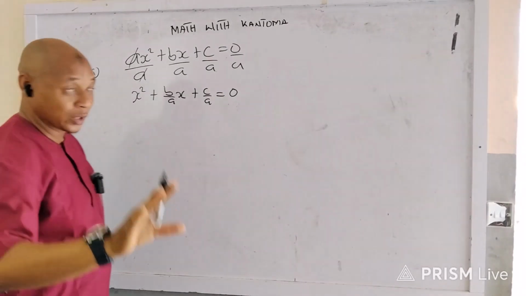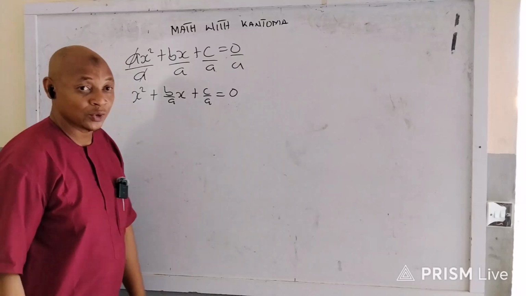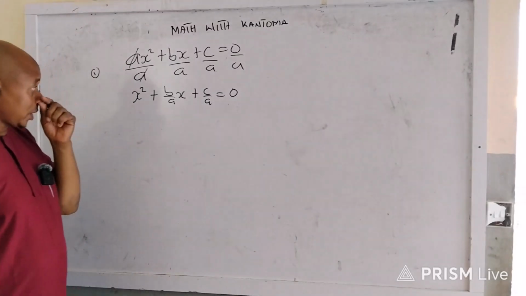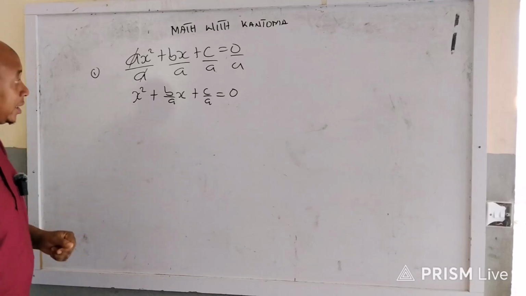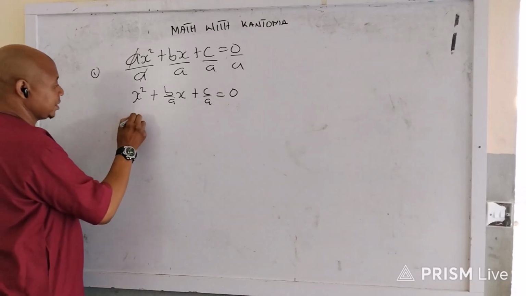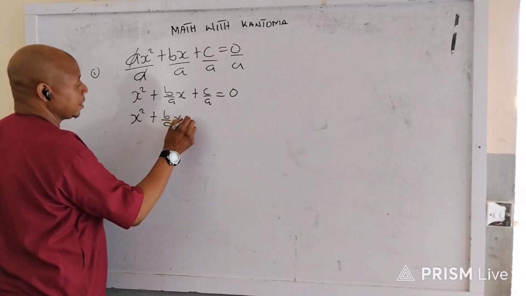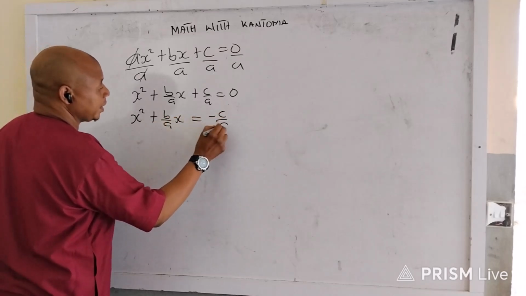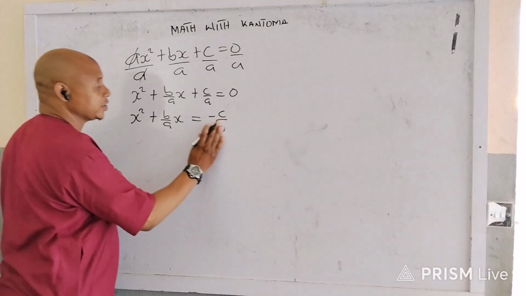I don't want to take us to another level, but let's assume it is 0. And we all know mathematically it's not 0. So assuming it is 0, I can rewrite this equation by saying this is the same thing as x squared plus b over a x is equal to minus c over a. If I take this one across the equals sign, I have minus c over a.